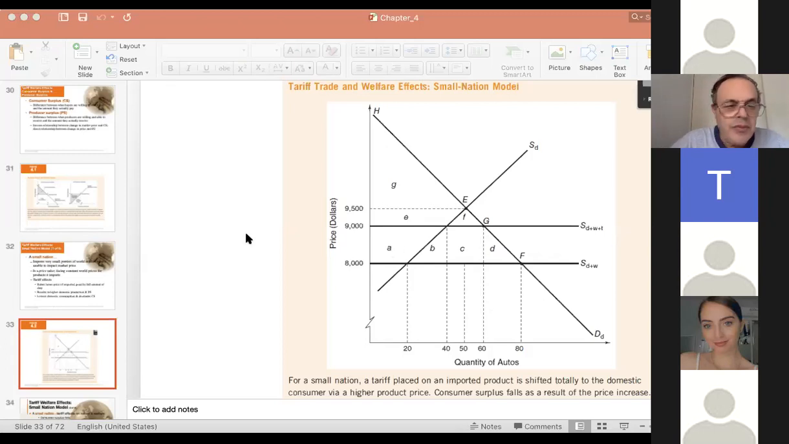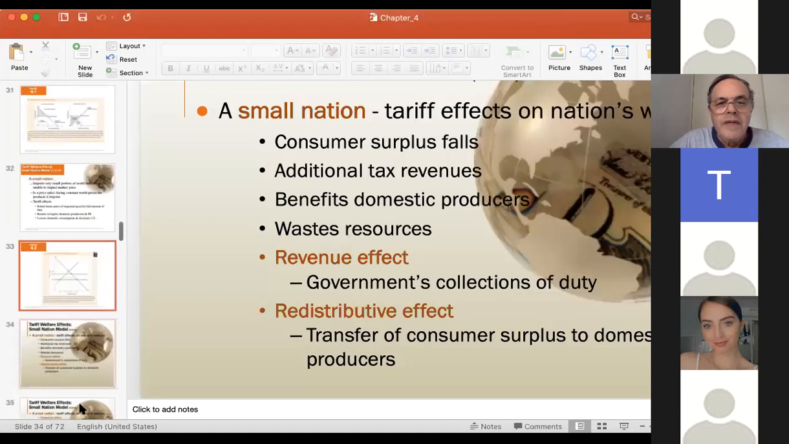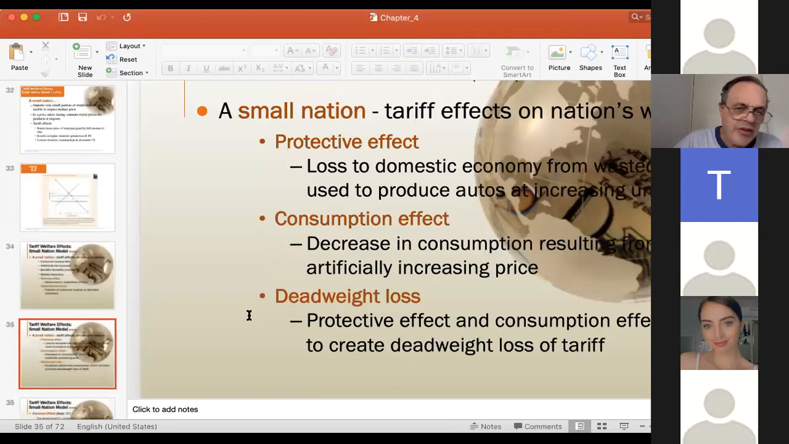And I guess your book obviously goes over those, so we can go over them. The revenue effect, the redistributive effect, it's all explained for you right there. I'm not going to go over them because we already talked about them, so there's no need to repeat myself. Protective effect, consumption effect, deadweight loss. Everyone knows what deadweight loss is? Anyone? It was area B and D.